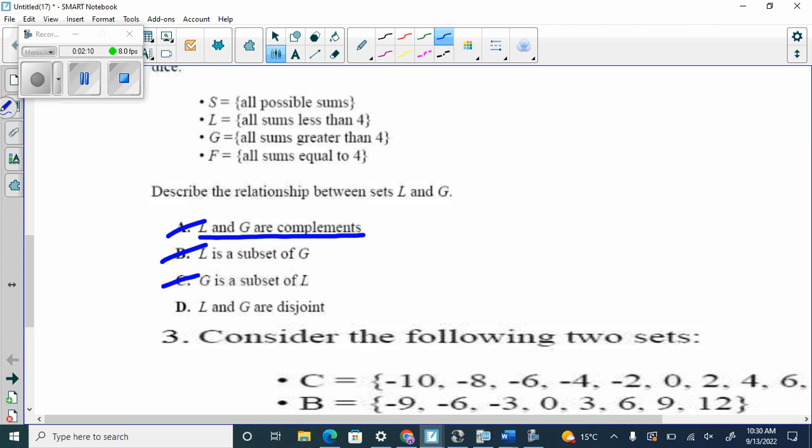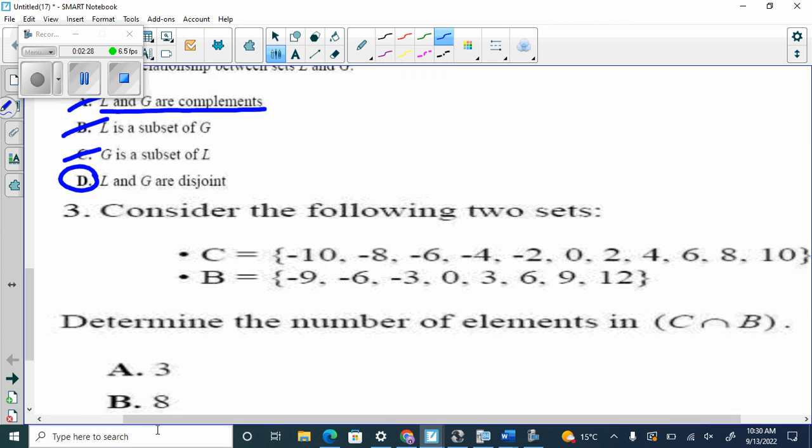Because L and G are actually disjoint. They don't have anything in common. If I went to draw the L circle and the G circle in a Venn diagram, they would be two completely separate circles with a box around them, wouldn't they? Because there's no overlap. Okay, let's look at 3.